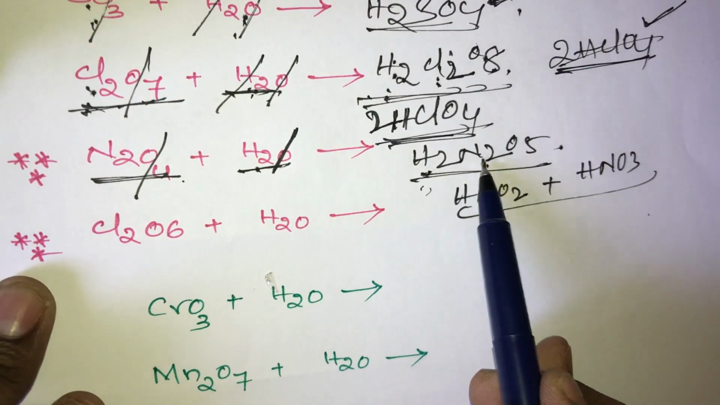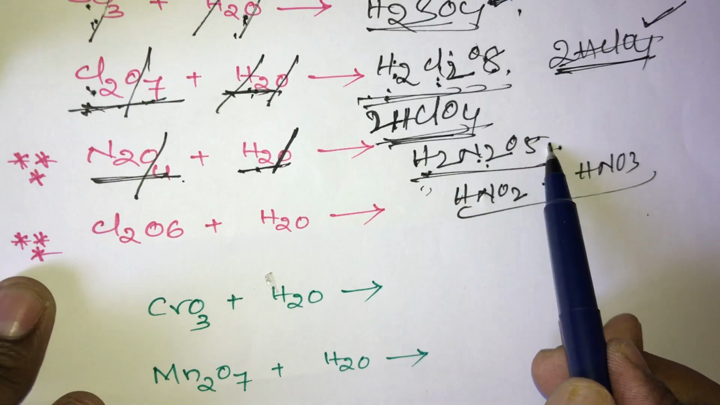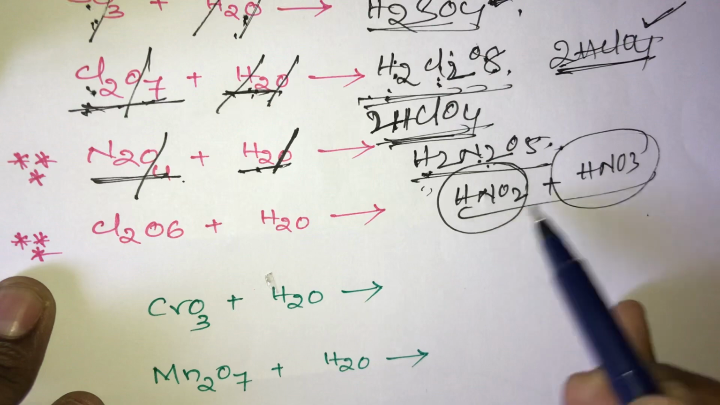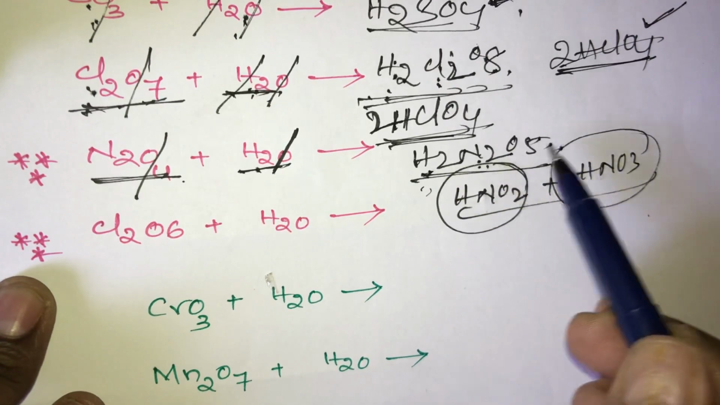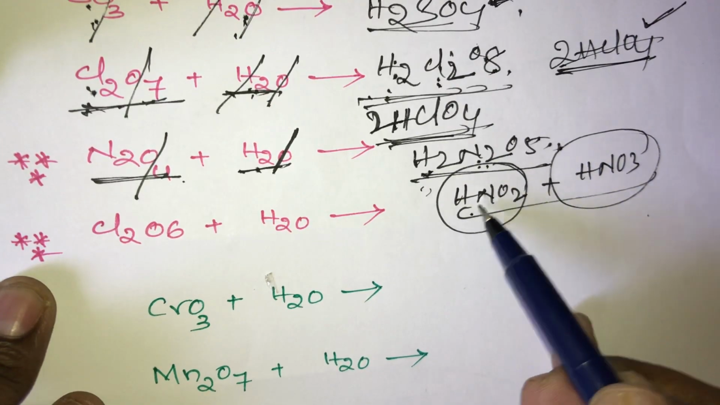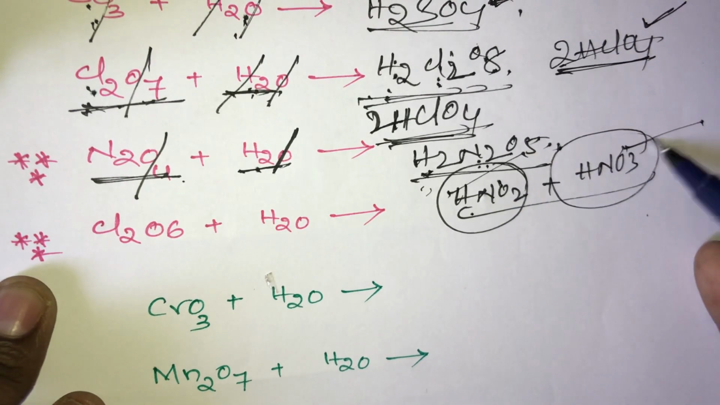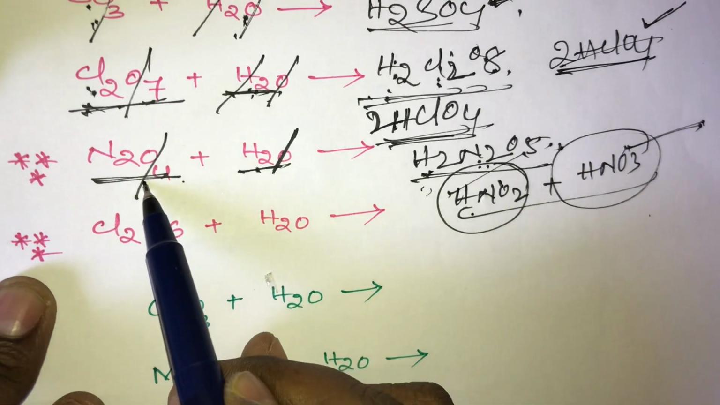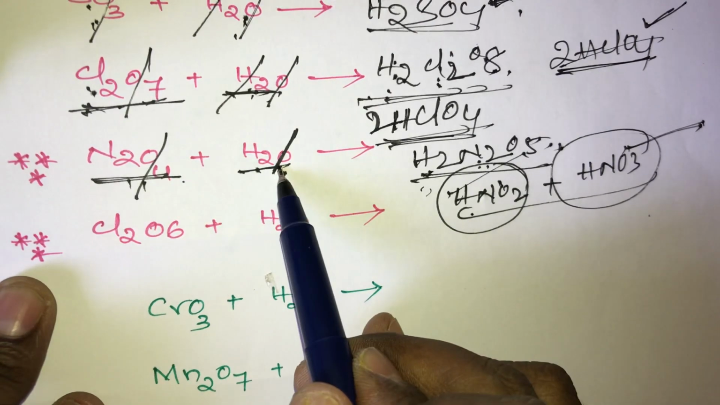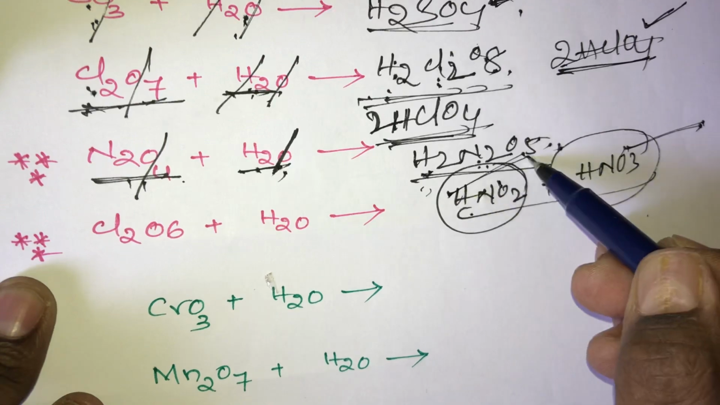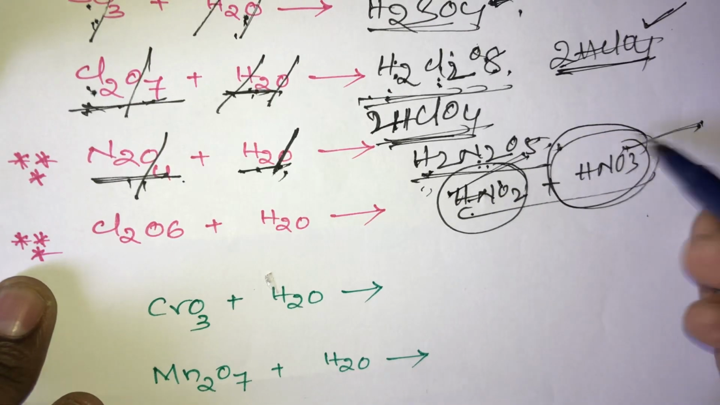Total H2N2O5: 1 mole of HNO2, 1 mole of HNO3. This total is equal to H2N2O5. This average reaction is 1 mole of HNO2 and 1 mole of HNO3. One is nitrous acid, another one is nitric acid. So when N2O4 dissolves in water, it gives two different oxo acids: one is HNO2, nitrous acid, another one is nitric acid, HNO3.